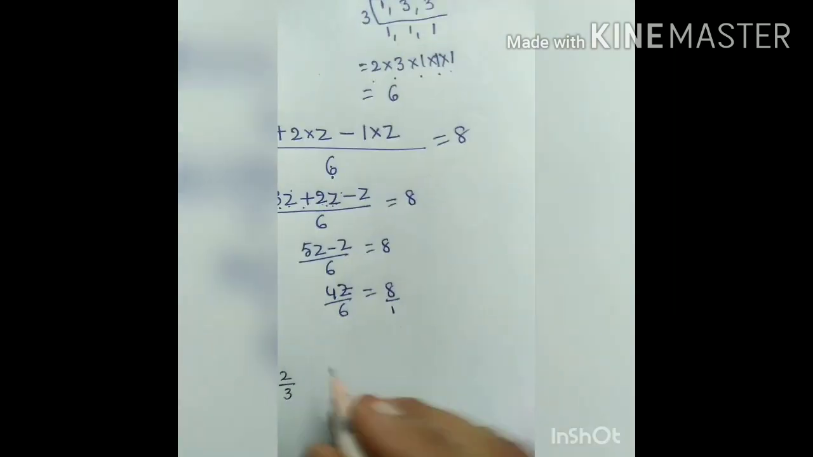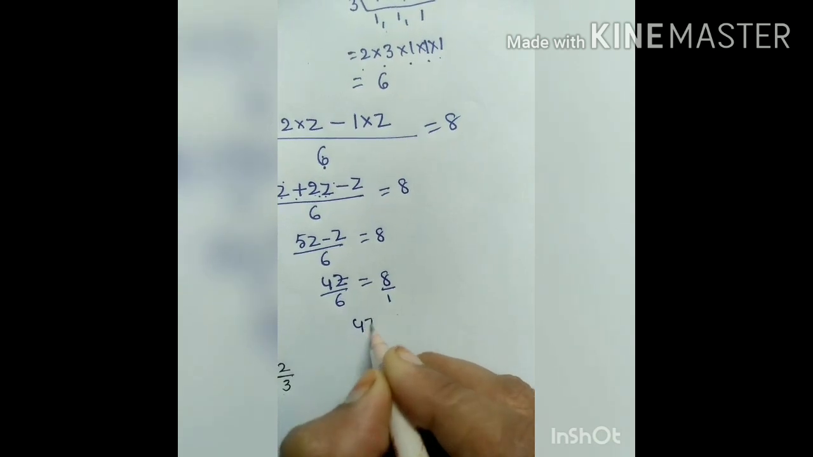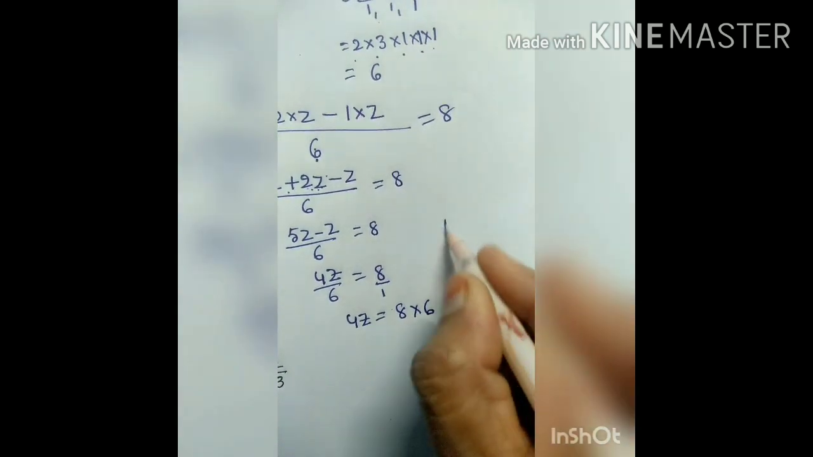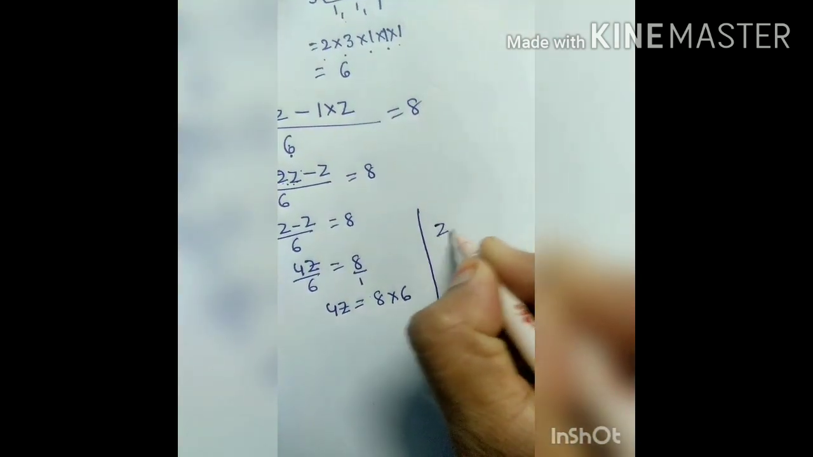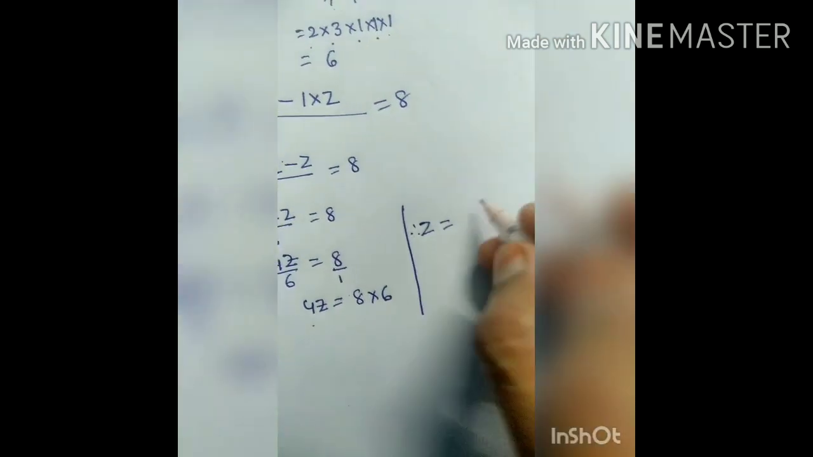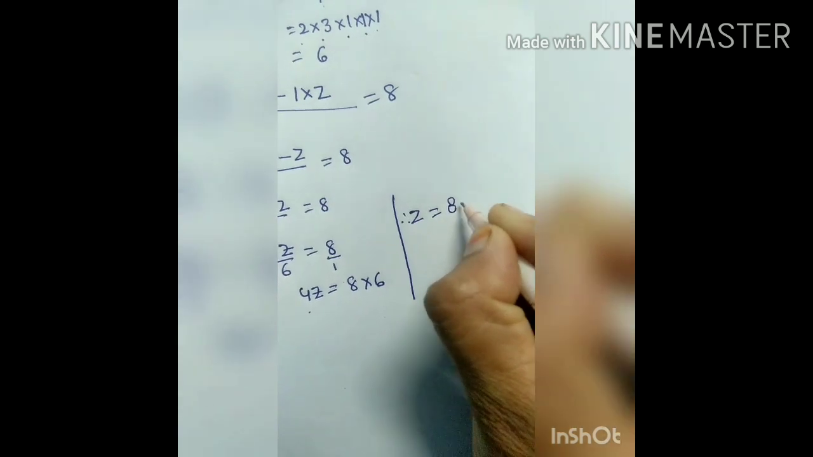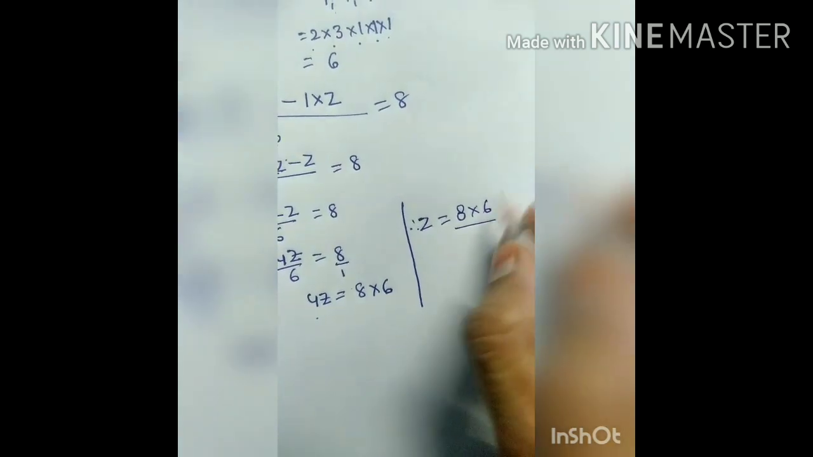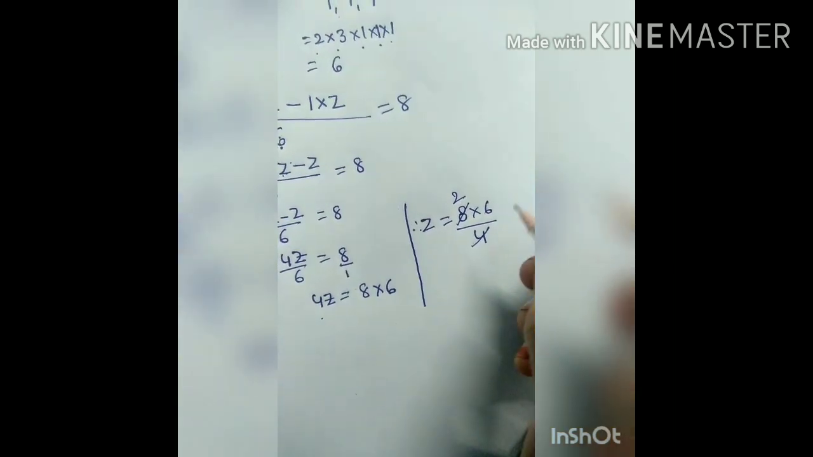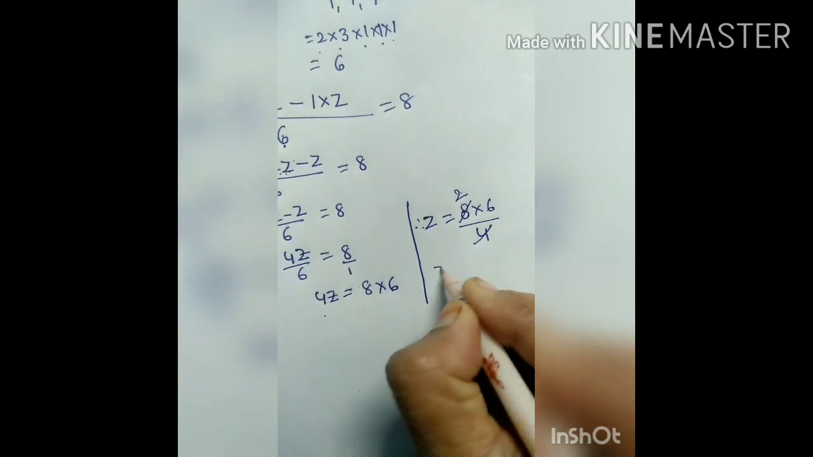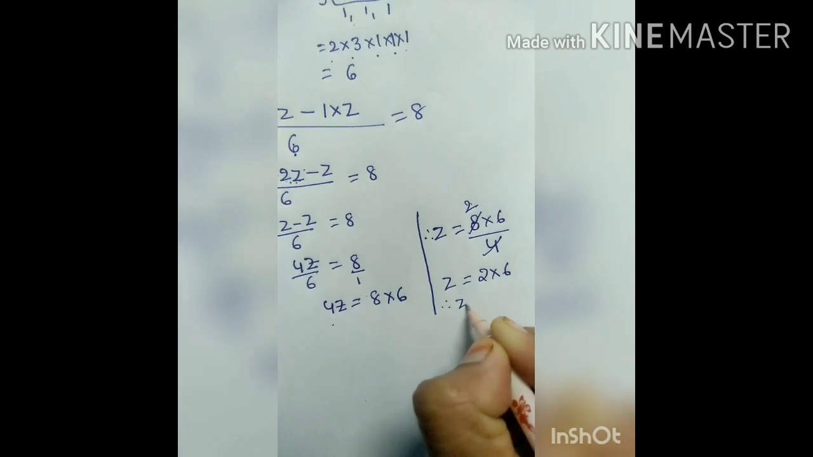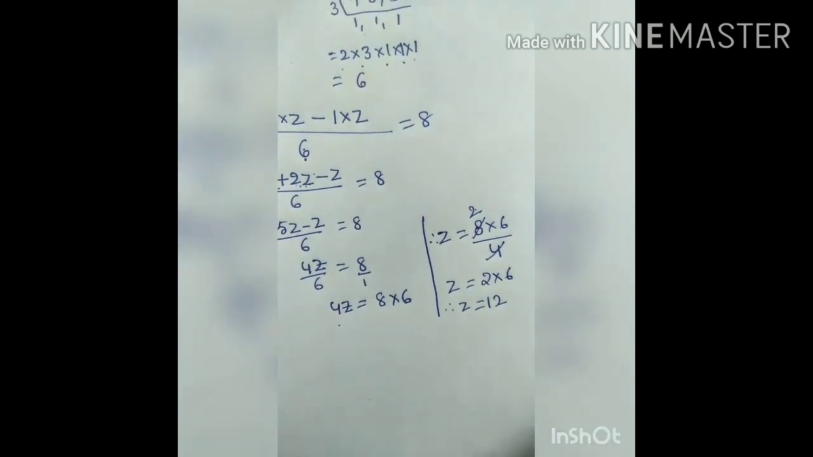So 4z equals 8 into 6. Okay children, next: therefore z equals 8 into 6 divided by 4. 4 twos are 8, so z is equal to 2 into 6. Therefore z is equal to 12. Okay children.